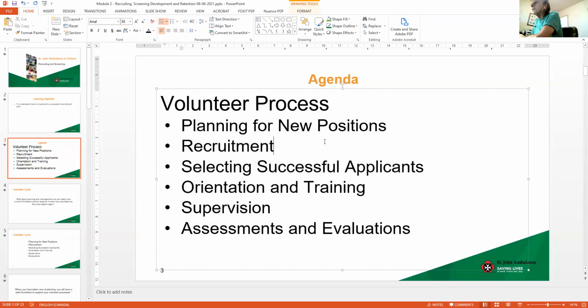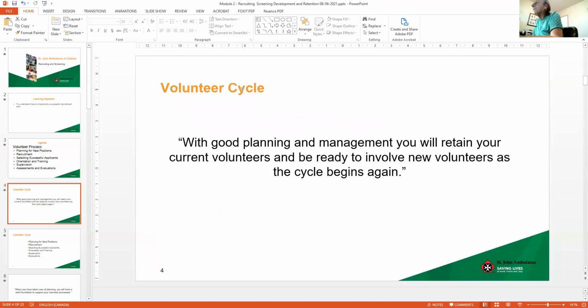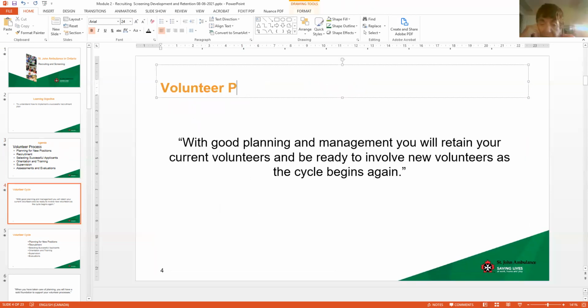This is planning for new positions, recruitment, selecting successful applicants, orientation and training, supervision, assessment and evaluations. So obviously the guy who's going to present this is going to go through each of these. Yeah. Probably very quickly too. And then they're going to break down each section. Yep. Good planning that you will be ready to involve me.